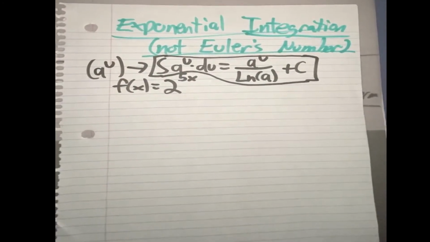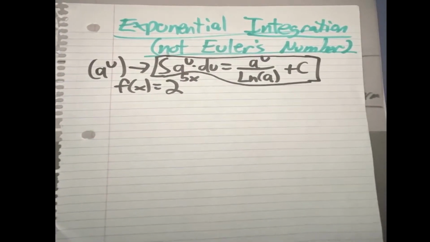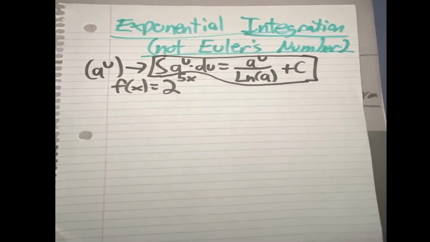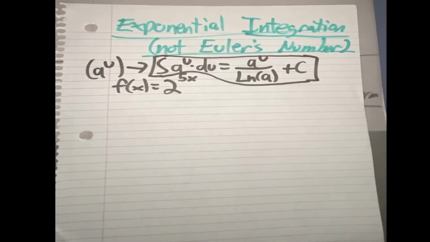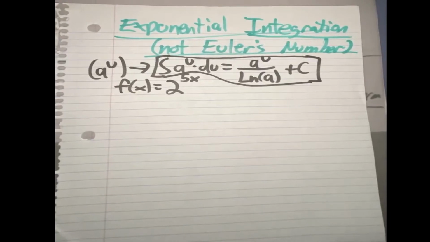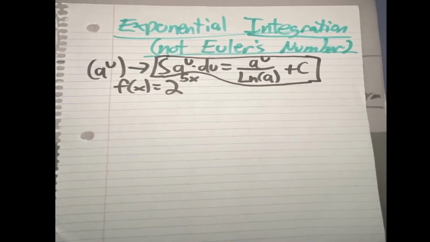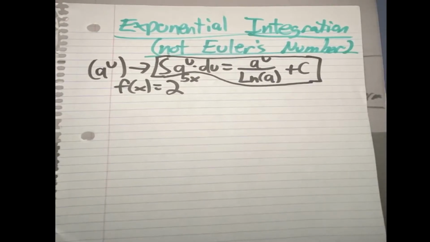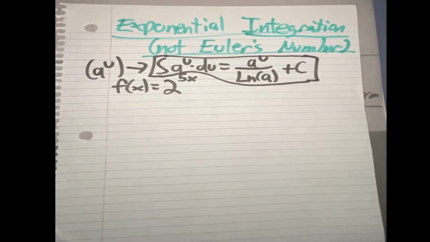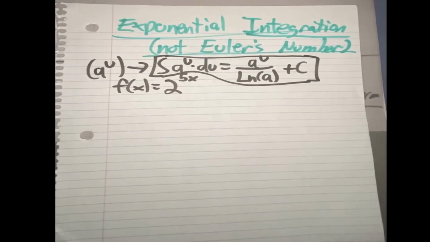Hello guys, in this video we're going to go over how to do exponential integration when you're not given Euler's number. When you're not given Euler's number, you actually have to apply a different method of integration versus when your base is Euler's number. So it's very similar, but a little different. Not every base of exponential integration is going to have Euler's number, and this one has 2, so it's clearly not Euler's number.